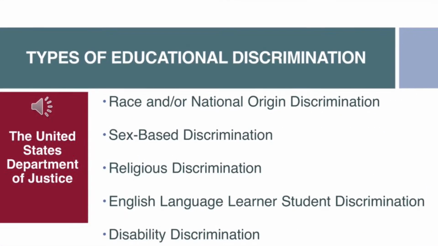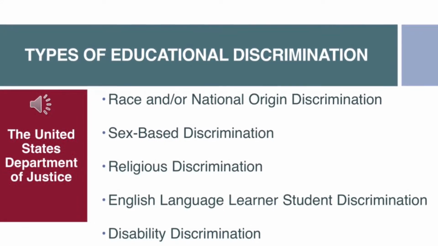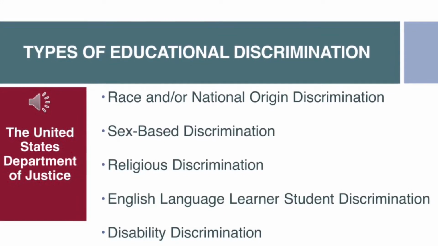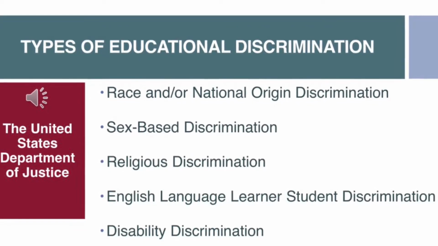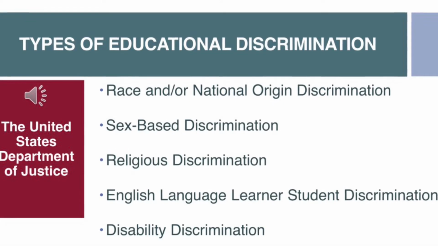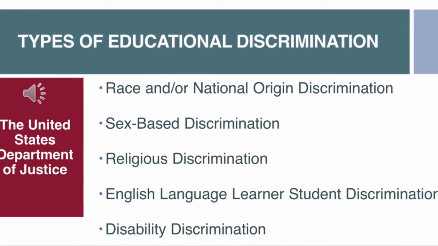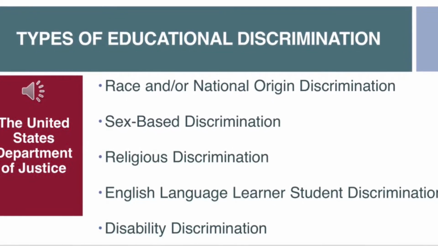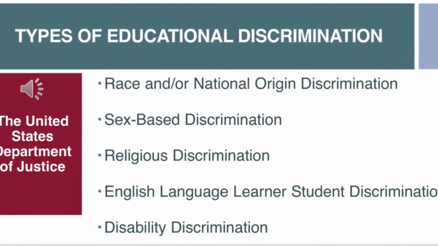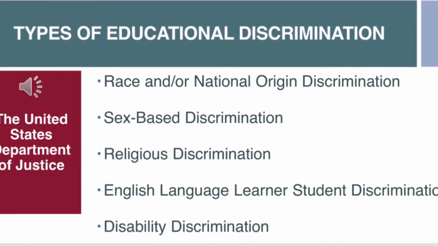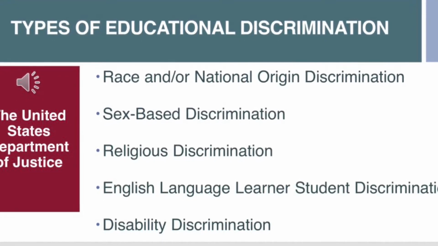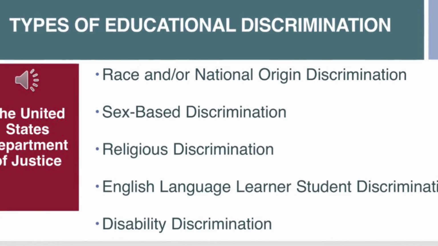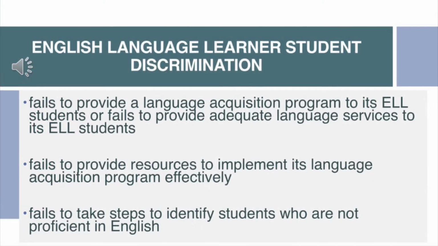The United States Department of Justice lists types of educational discrimination. And on their list, they include race and/or national origin discrimination, sex-based discrimination, religious discrimination, English language learner student discrimination, and disability discrimination. So in the following slides, we will look at English language learner student discrimination.